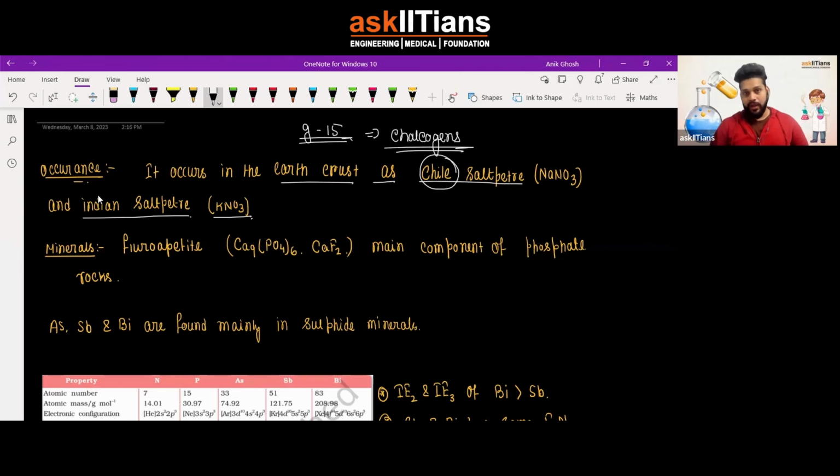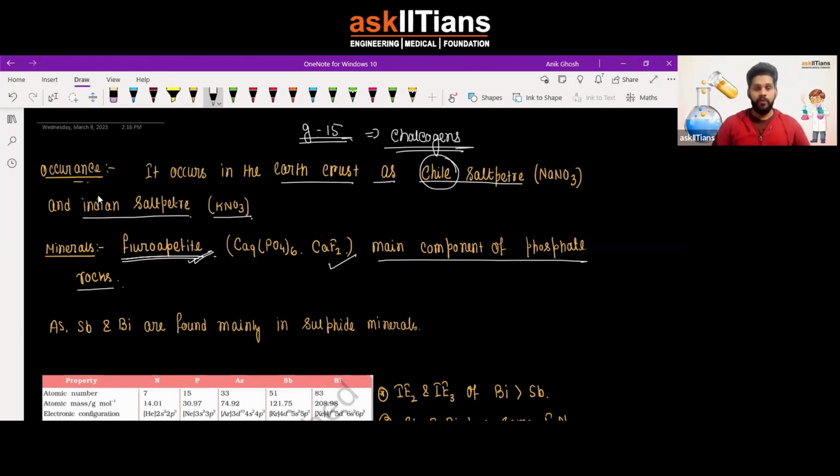Similarly, for phosphorus, what are the sources that we have? Fluoroapatite, a very, very important compound, guys. This is there in our enamel as well, in our teeth. This compound is also found in there. As you can see, Ca9(PO4)6·CaF2. So this is the compound fluoroapatite. It's the main component of phosphate rocks. So the phosphate rocks, which are made up of fluoroapatite, are actually our source of phosphorus.